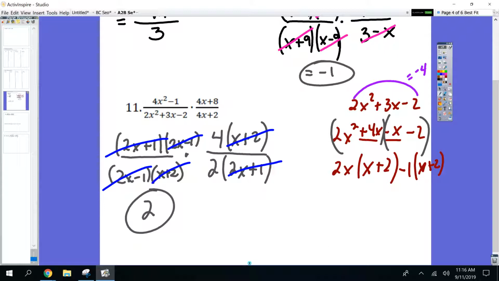You just got to be able to factor. You guys know that right now. That's what it's coming down to. Face the facts. Anything? What's up next?